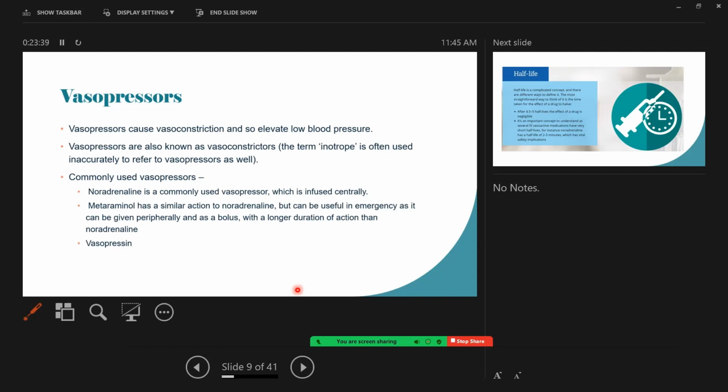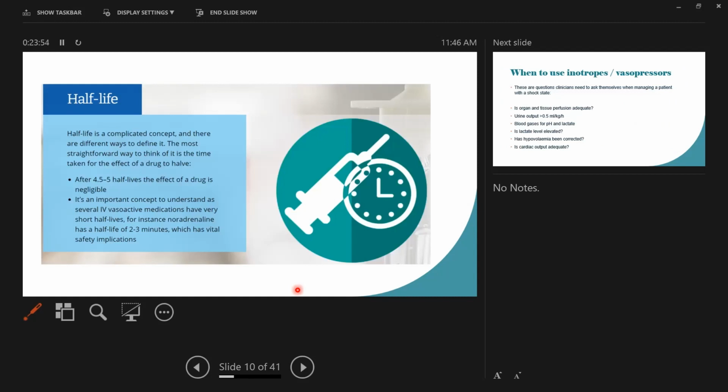So they are vasoconstrictors. Those are the two drugs. One is an inotrope, the other one is a vasopressor, which are like two basic categories of vasoactive drugs. Then there is a concept called half-life.